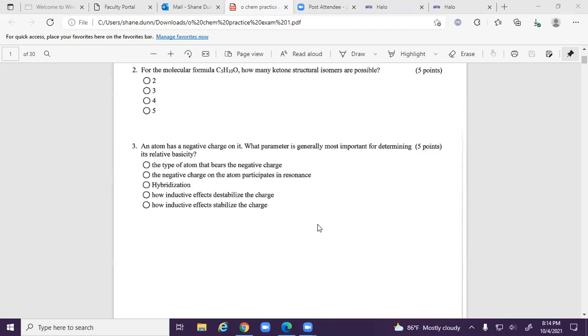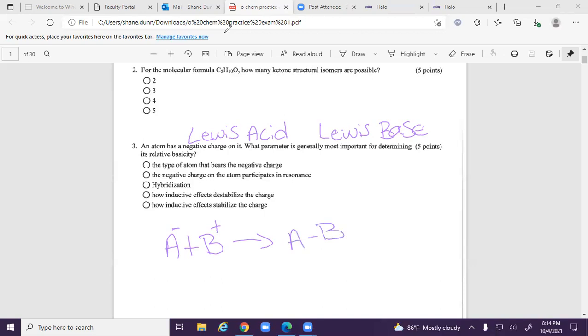Exactly. So what's going on is, in the previous class we talked about Bronsted-Lowry acids and bases, which was the exchange of hydrogen. That does not occur in organic chemistry. Instead, we talk about Lewis acids and Lewis bases, and they like electrons. So in this general reaction, one is positive, one is negative, and they usually form a bond between each other. That's what's special about them.